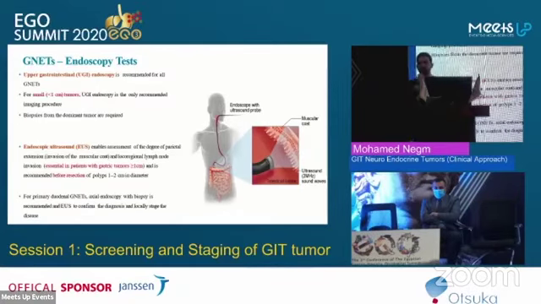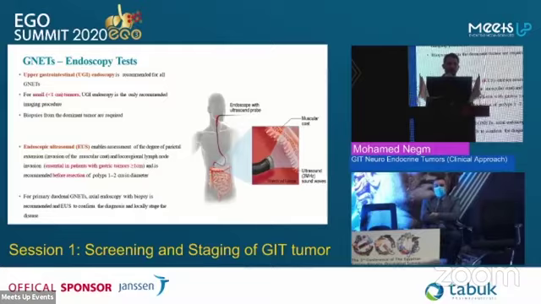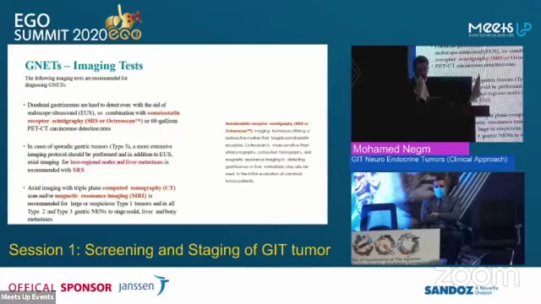What's the benefit of upper endoscopy? I can detect lesions that are small, less than 1 centimeter. I can take a biopsy, so I can know the grade, the histology, the differentiation, etc. Now, if I have a lesion that is a little bit bigger, more than 1 centimeter, definitely you have to use EUS. Why? To detect invasion, to detect metastasis, to check for the lymph nodes in this area. Okay.